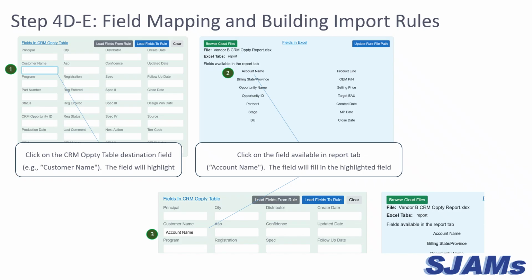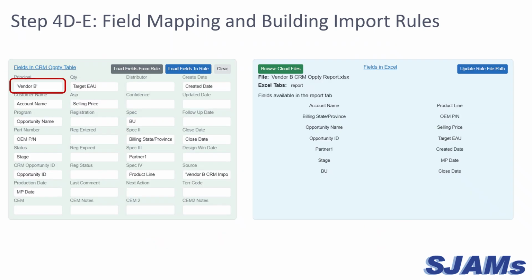This highlight and click process is a basic step and will be repeated over and over as you build import rules. Once you've successfully mapped one field, continue mapping the remaining fields by repeating the same steps for each destination field you want included. You only need to map the fields you want to import. Blank fields are acceptable and will be ignored during the import process.